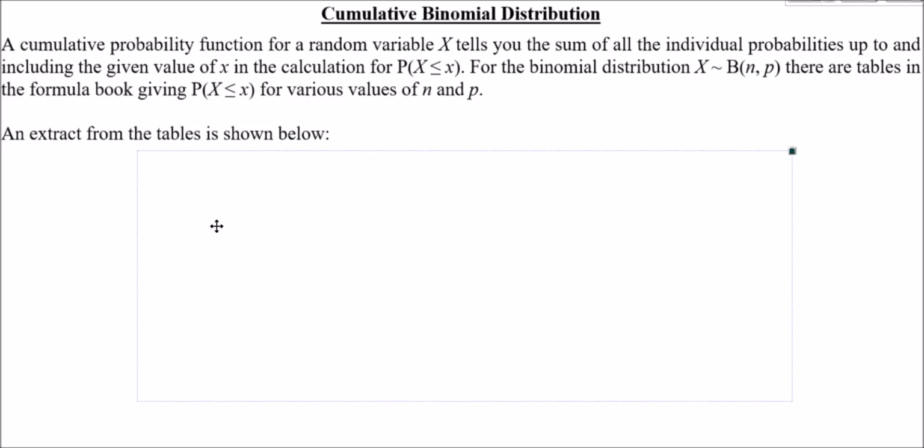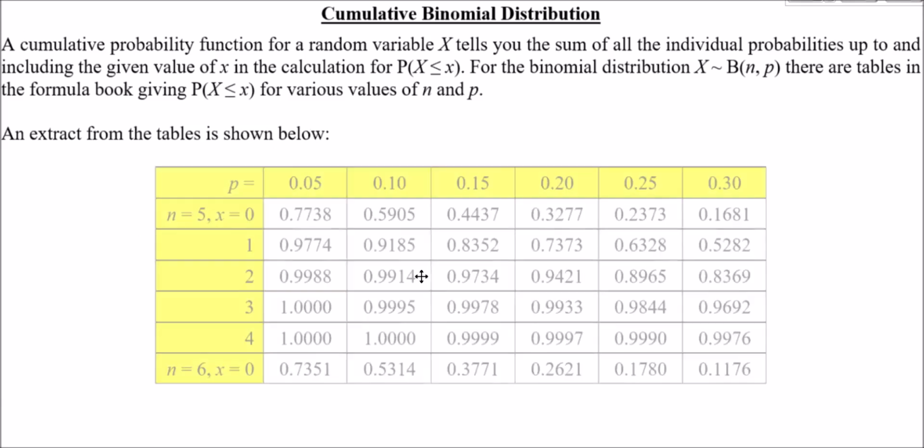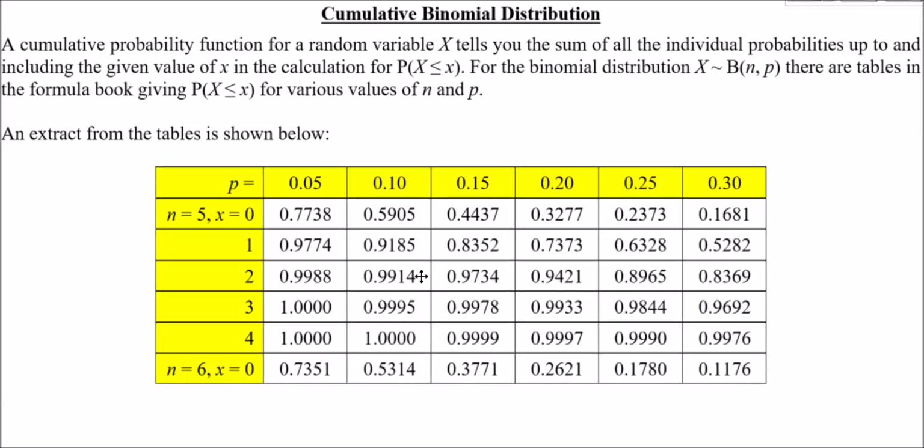Okay, so I'll show you an extract from the tables in a moment. If you're wondering what the actual book looks like, I'll show you in a moment. So this is the extract from the tables, and all this is included, by the way, in the formula booklet you'll be given for your exams. This is what it looks like. This is just an extract. So this is for the probability going up in increments of 0.05.